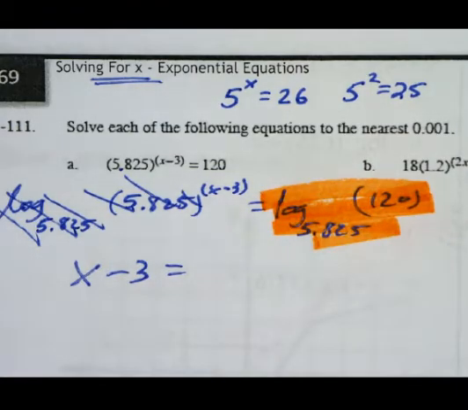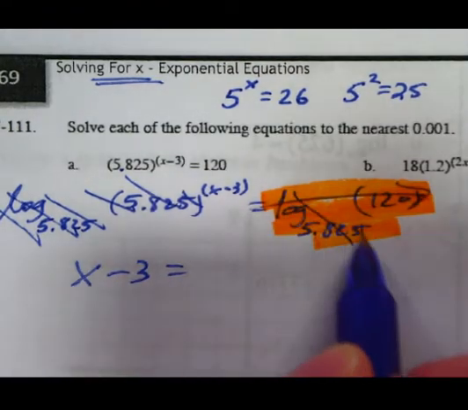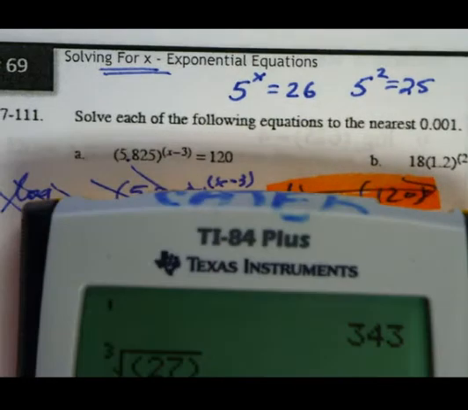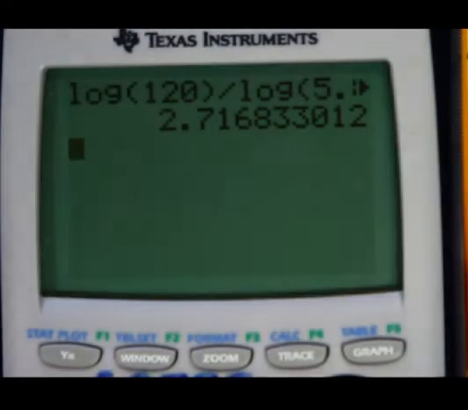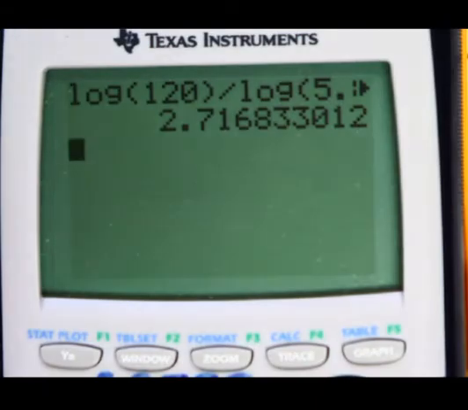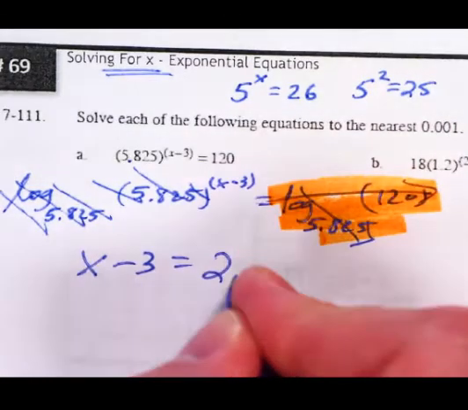So if I want to type that in my calculator, I'm going to do log of 120 divided by log of 5.825. So here goes. Log of 120 divided by log of 5.825. And there's my answer, 2.7168.